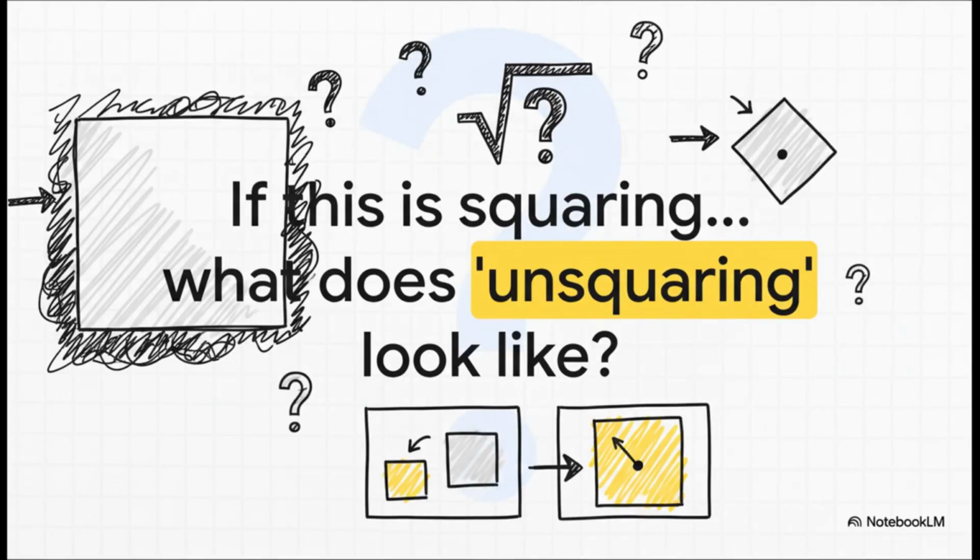And that leaves us with one last really juicy question to think about. If this is what squaring looks like, what about unsquaring a number? If squaring a tiny fraction makes it even tinier, what do you think happens when you do the opposite? But that's a story for another time.